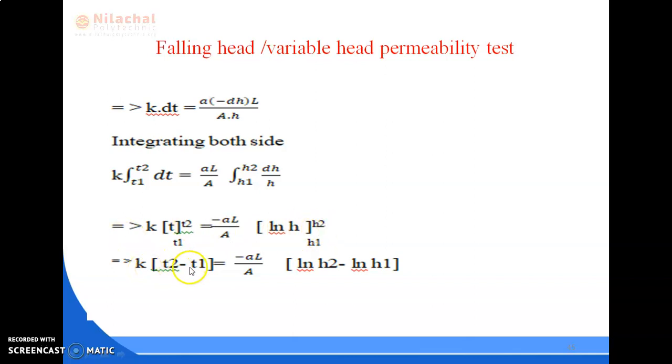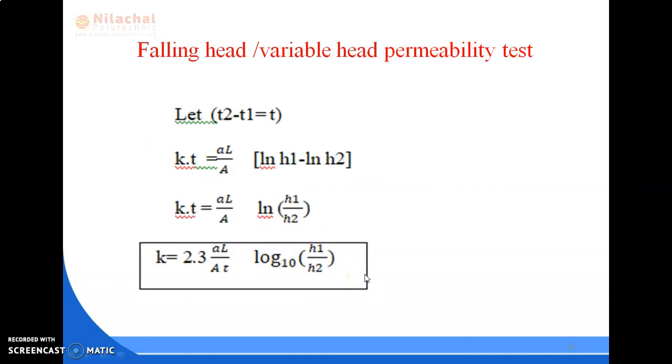Or this implies k into T2 minus T1 equals minus aL by A into ln h2 minus ln h1. Let us consider T2 minus T1 equal to T. So we put k into T equals aL by A ln h1 by h2, as this is a minus, and I think you know the derivation and integration. So ln h1 by h2, and after converting ln to log, we find that k equals 2.3 aL by AT log base 10 h1 by h2.